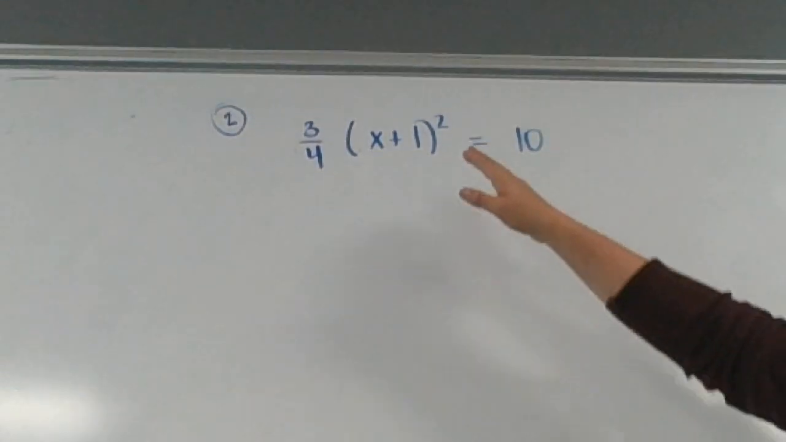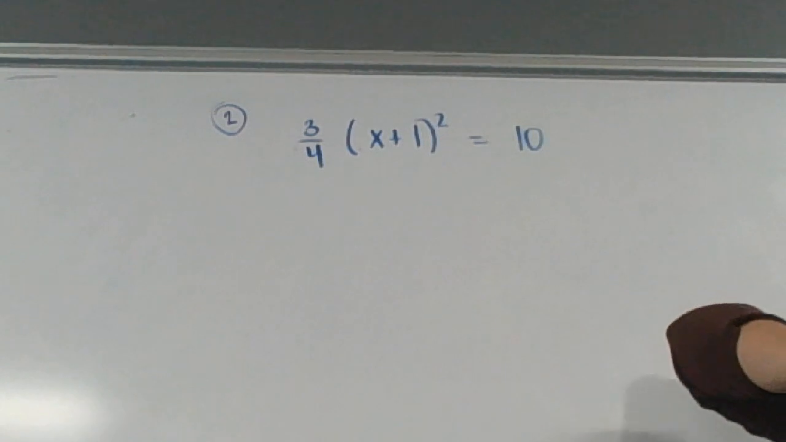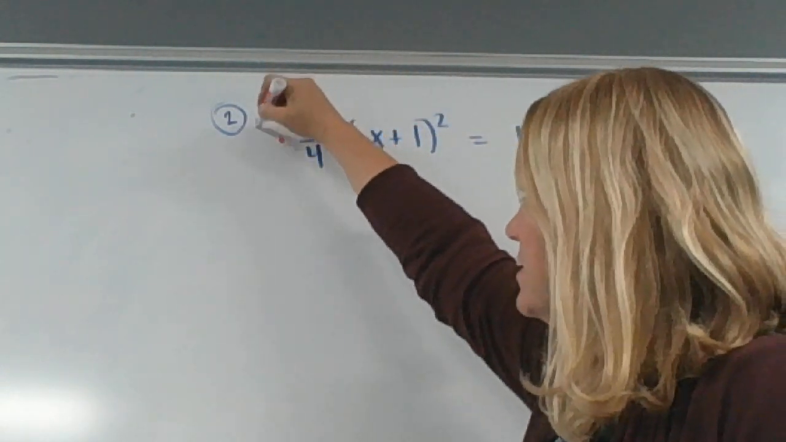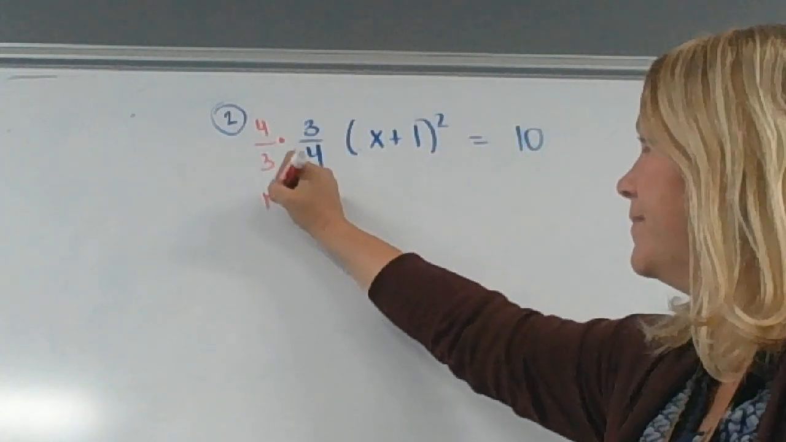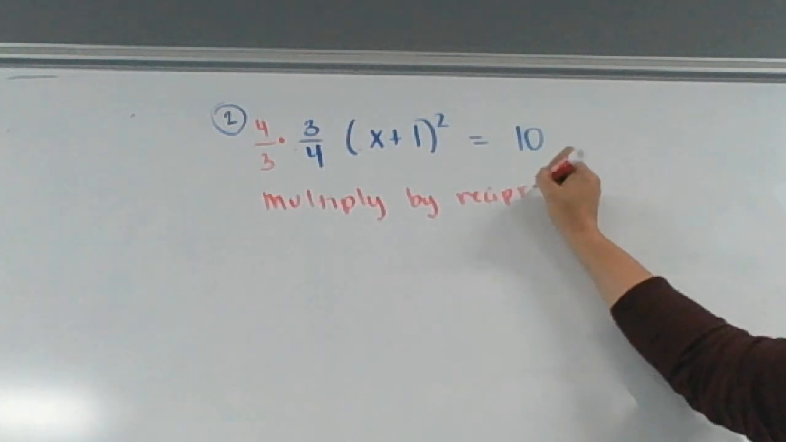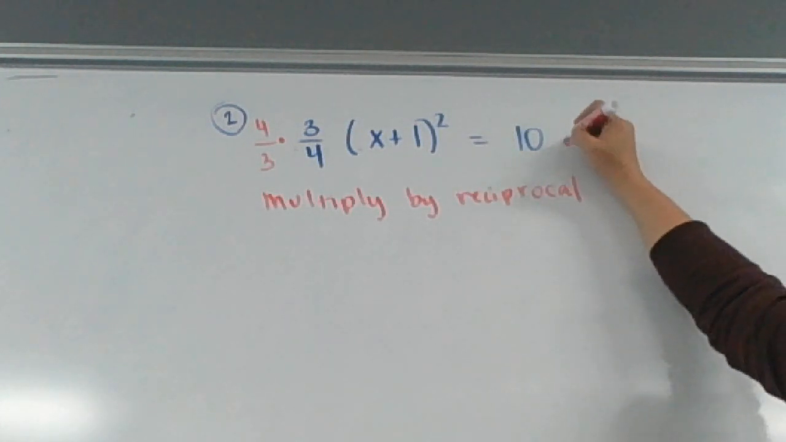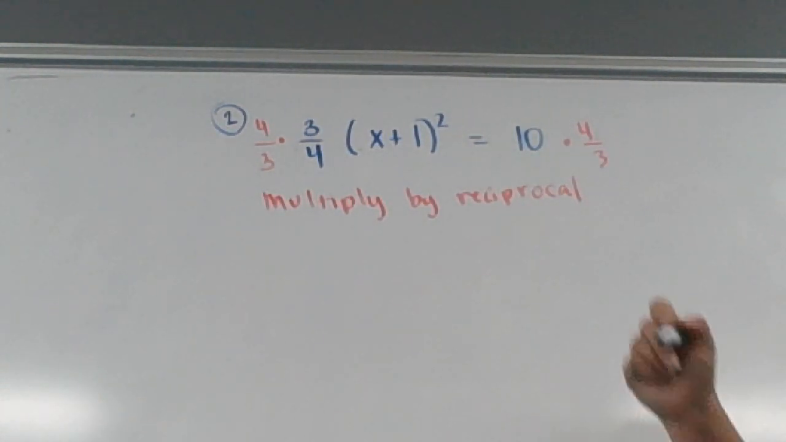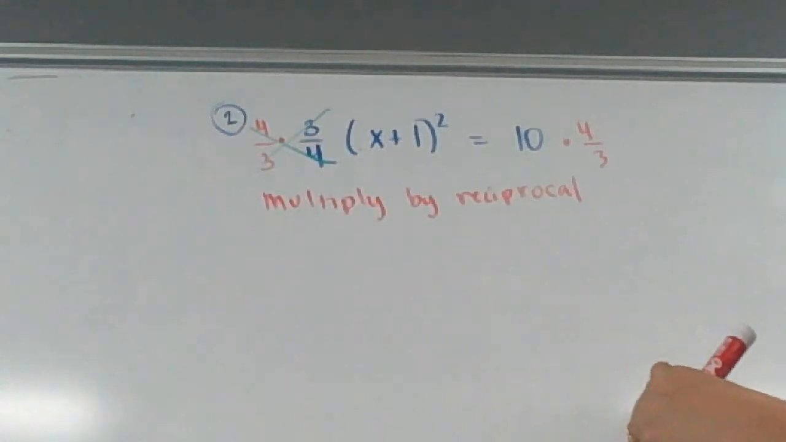Okay, so this whole thing is squared. So in order to isolate this, I want to get rid of this fraction in one move. So I'm going to multiply by the reciprocal. So you flip that fraction. 4 thirds times 3 over 4 is 12 over 12. So that's 1. So it cancels it out. So boom, it's gone.